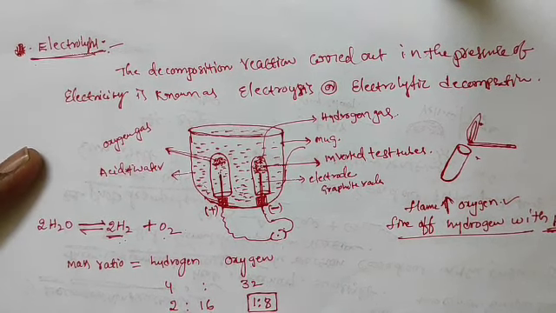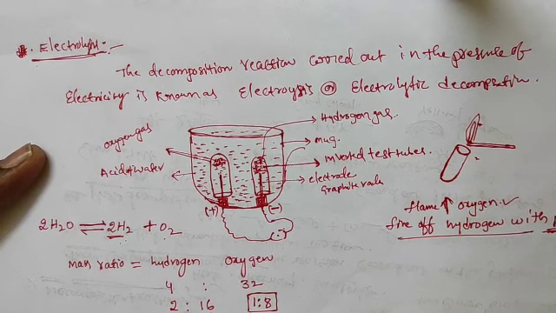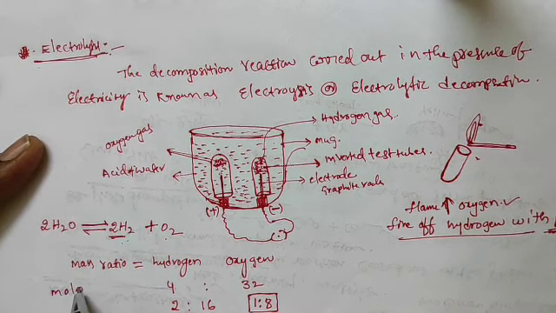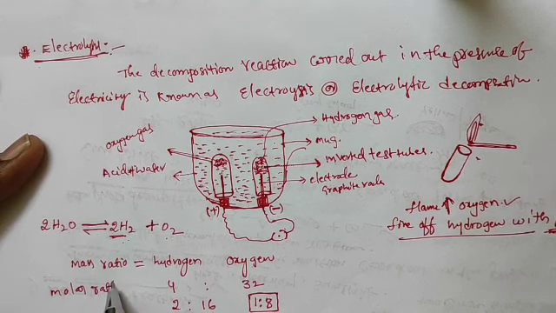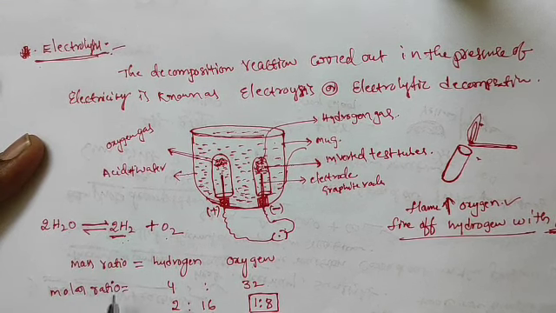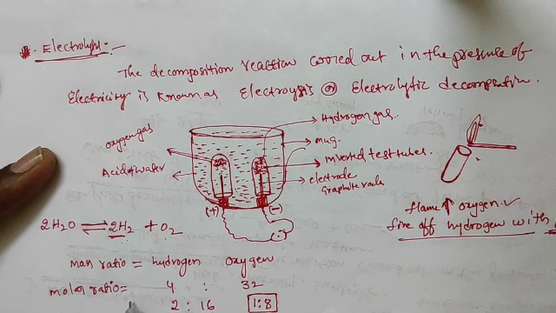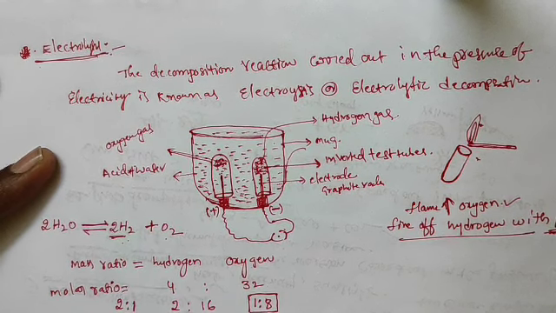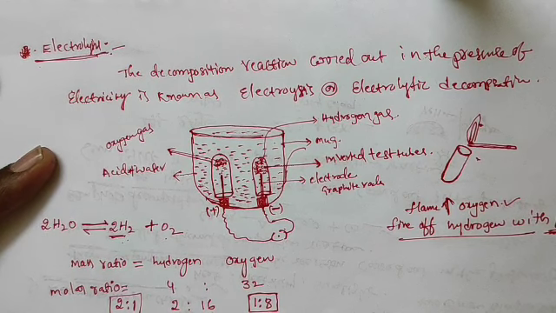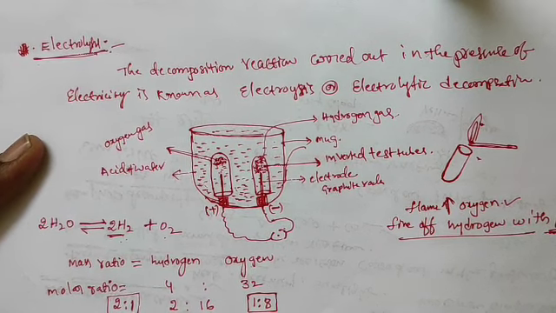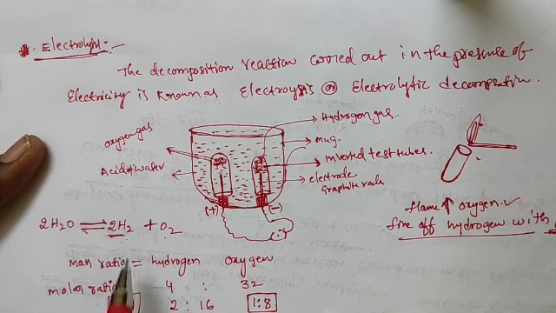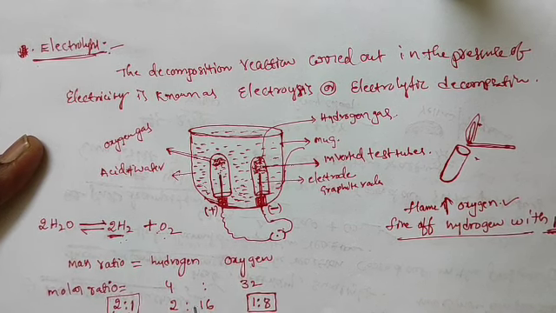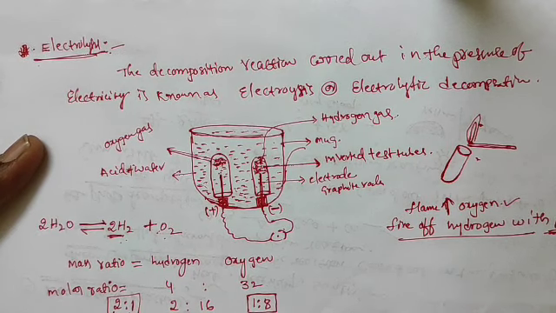Now volume ratio or molar ratio. Molar ratio of hydrogen is 2 moles, no? 2 is to oxygen 1 mole. So this is the molar ratio, 2 is to 1 for hydrogen and oxygen. 2 moles to 1 mole, the front number only gives moles. So this is about electrolysis.